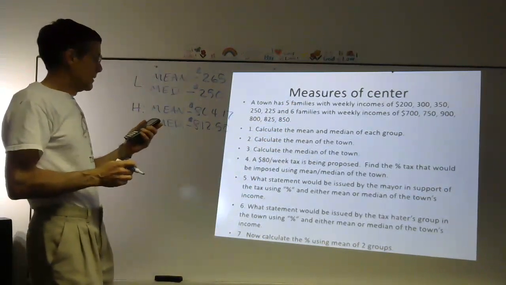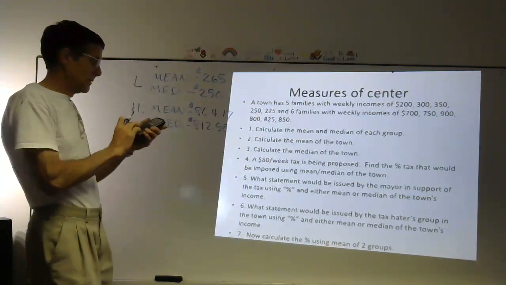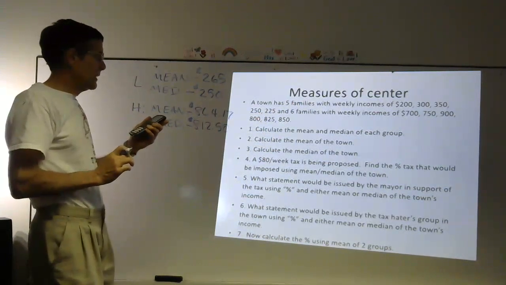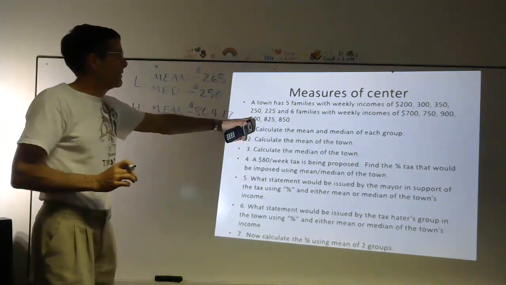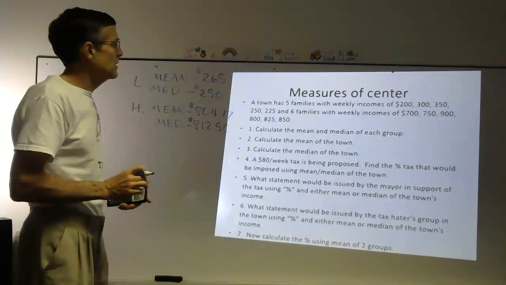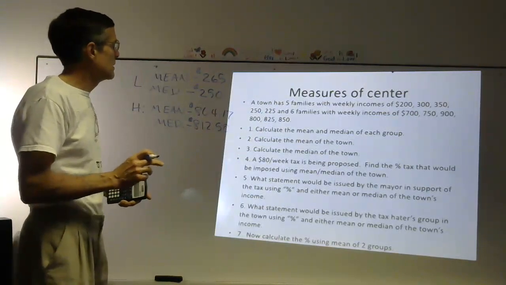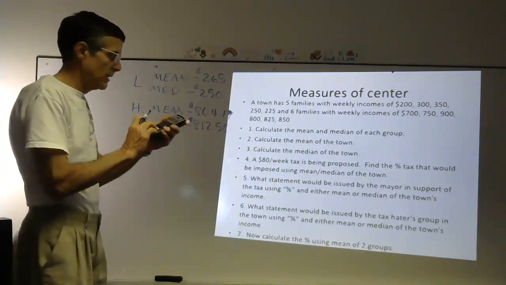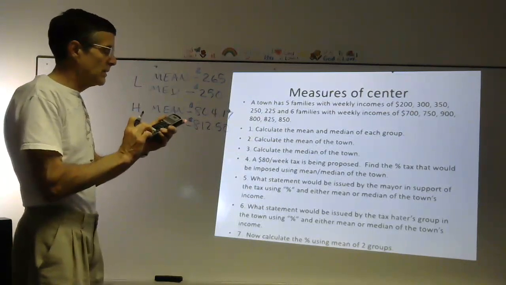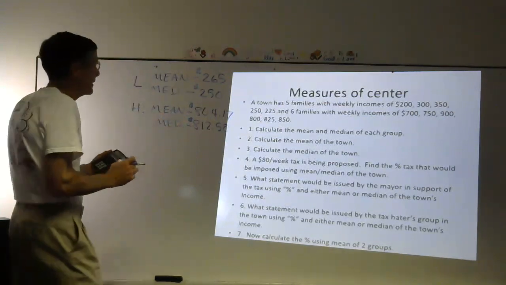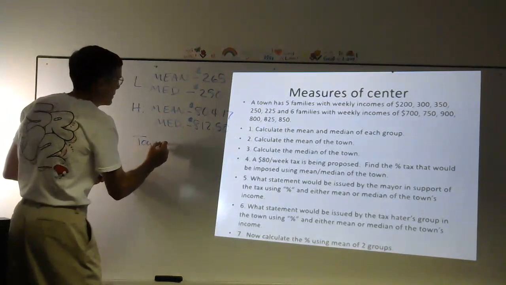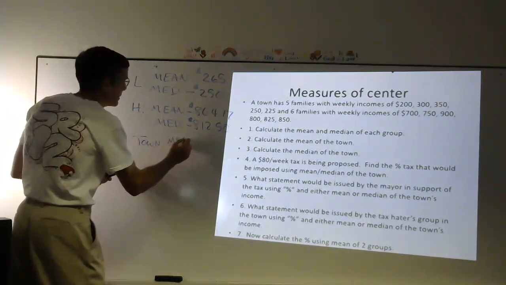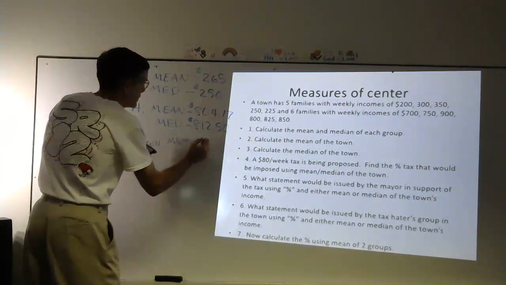So let's see. 4825 was the sum of this one, and I think the first one was 1350, 850, 1100, 1325. So plus 1325 equals, and divided by 11 equals, I get the mean of the town. So here we are, the town. Mean is 559, roughly.